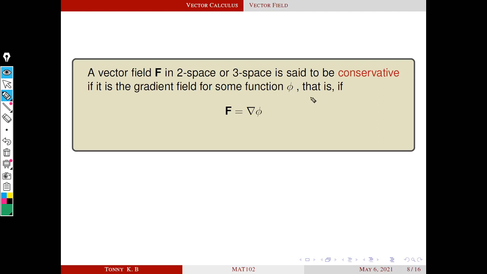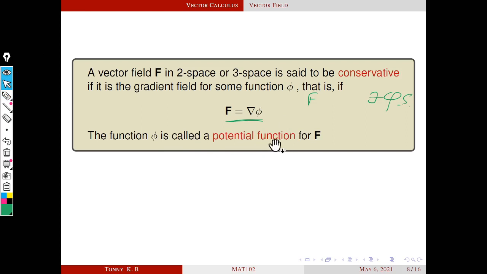So a vector field F is conservative if there exists a function phi such that F equals del phi. If it is possible, then this phi has a name, called the potential function for the given function F. F is given. This vector valued function is given. If there exists a phi such that del phi equals F, then F is called conservative and the function phi is called the potential function.